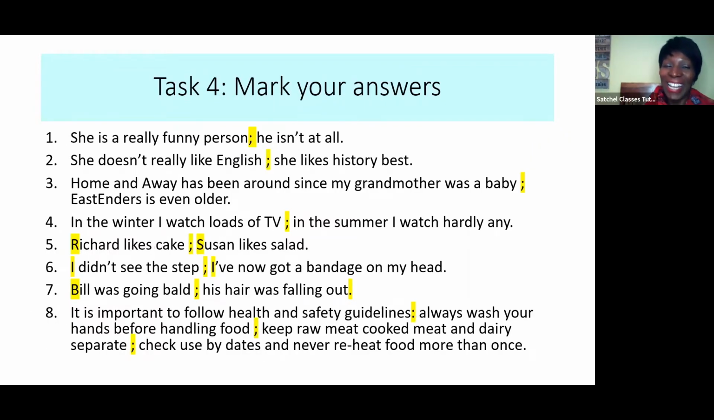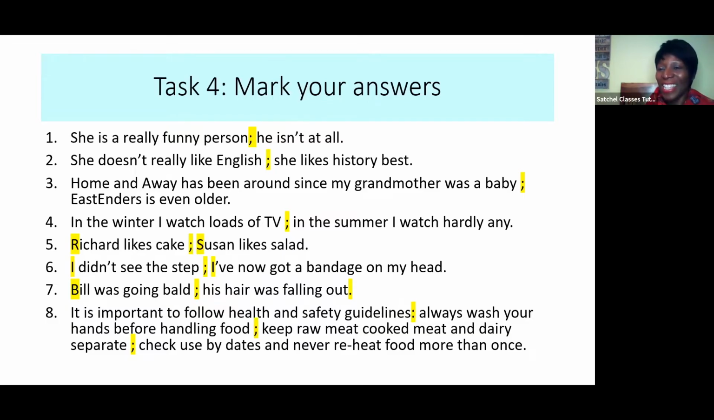They would go here: in number 1 after person, number 2 after English, number 3 after TV, number 4 after cake, number 5 after I've, number 6 after bald, and for number 7, it would be after food and after separate.